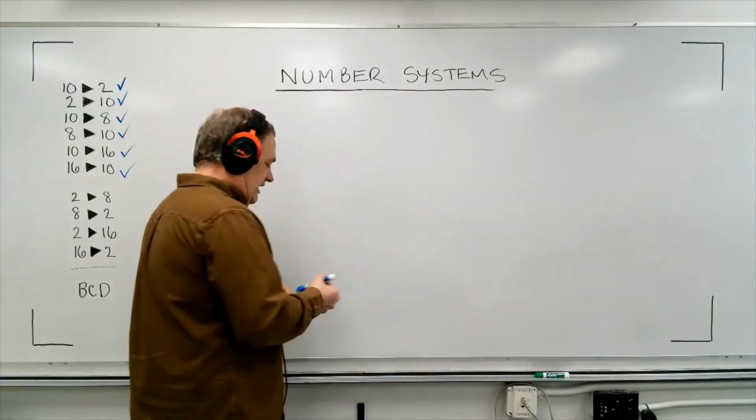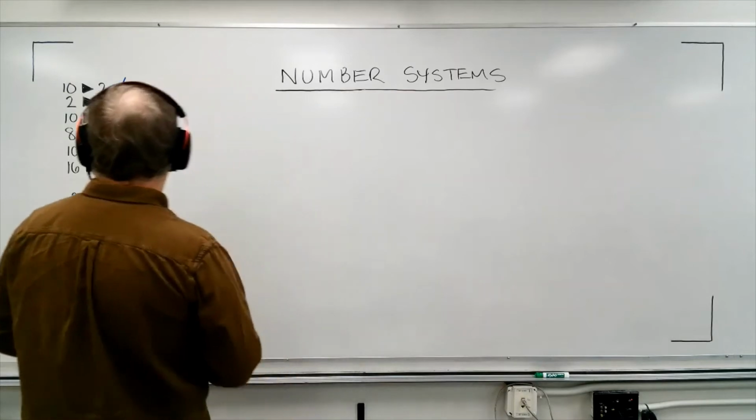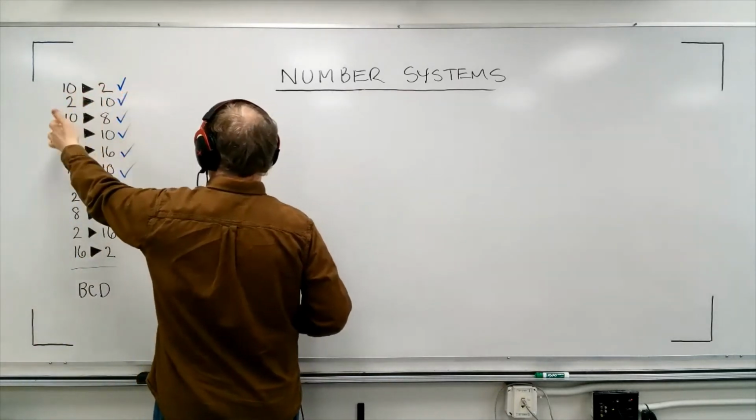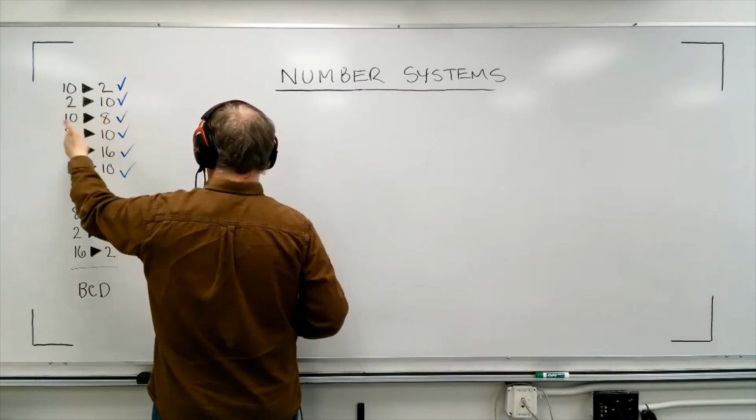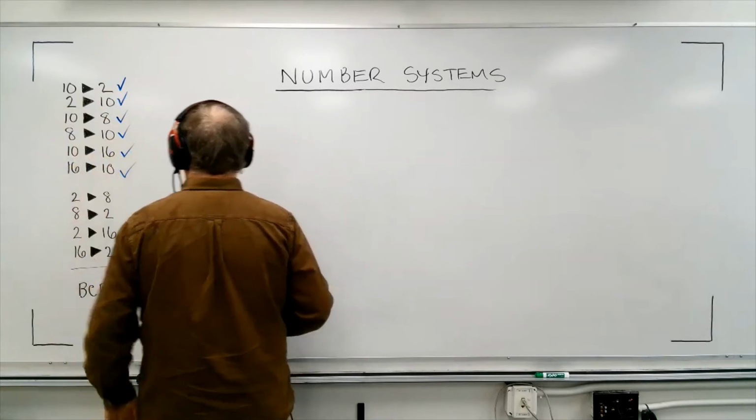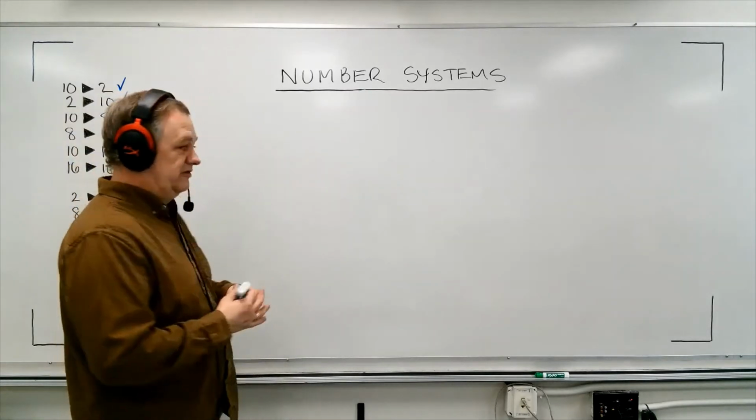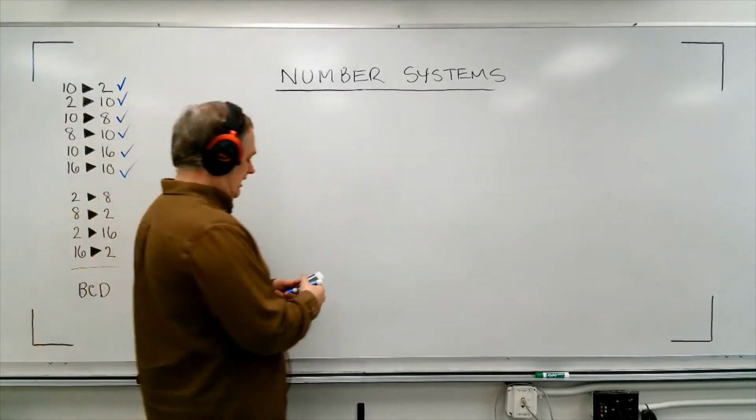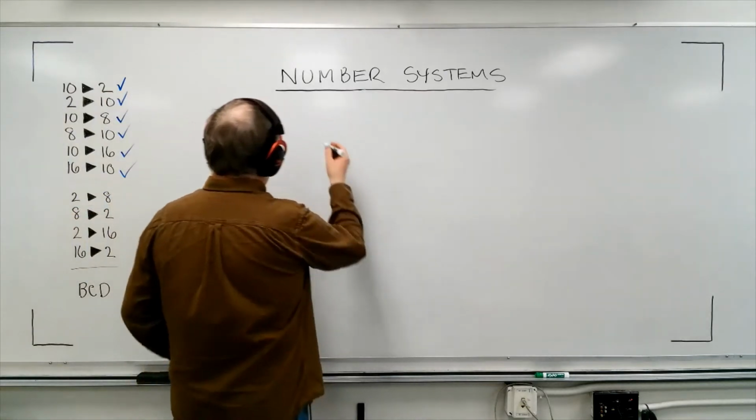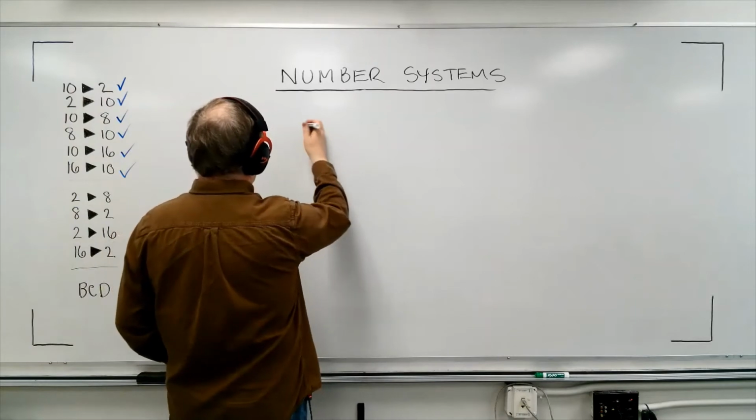At this point, we've done 10 to 2, and then we double checked it back to 10. We've done 10 to 8 and double checked it back, 10 to 16 and double checked it back. And so now I'm going to give you a little quiz. This is for you, this is going to be an online quiz, and it looks like this.